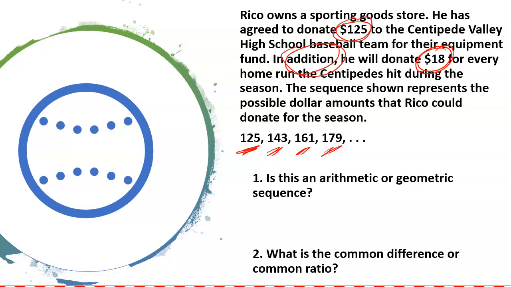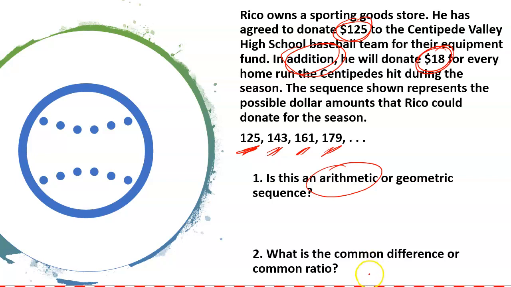So then we have our questions. Number 1, is this arithmetic or geometric? Well, we just discussed that it says addition, and the addition is $18 each time. So this is an arithmetic sequence. What is the common difference or common ratio?